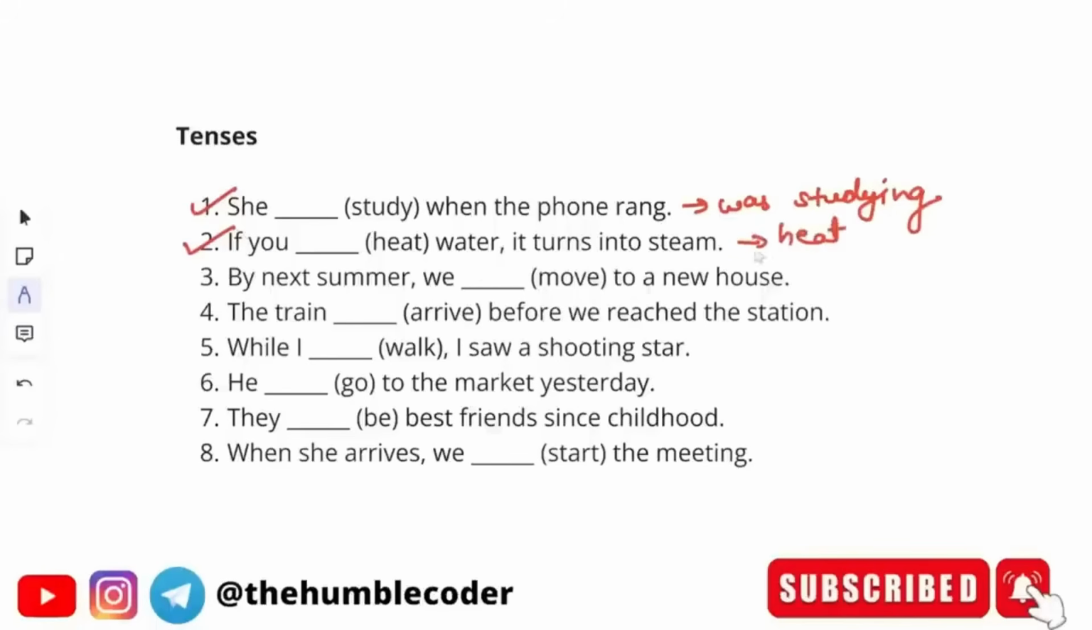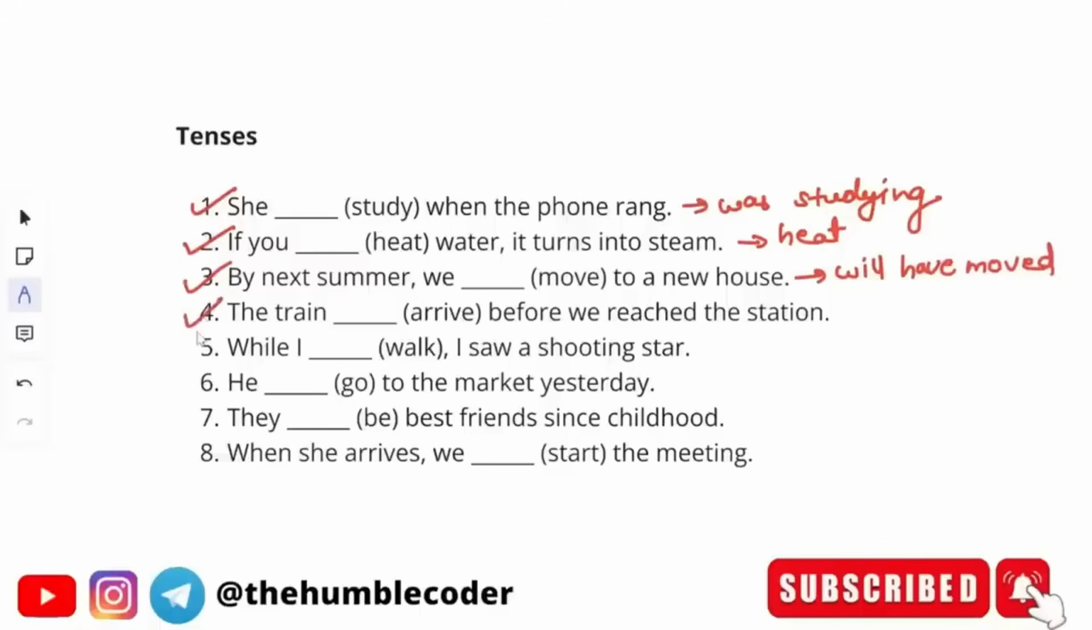Okay, so in this case you don't have to change anything, so this is making sense. Okay, if you heat water, it turns into steam. Let's see the next question. By next summer we dash move to a new house. The correct answer will be by next summer we will have moved. We will have moved to a new house.